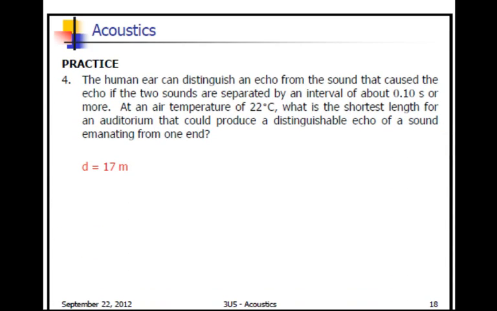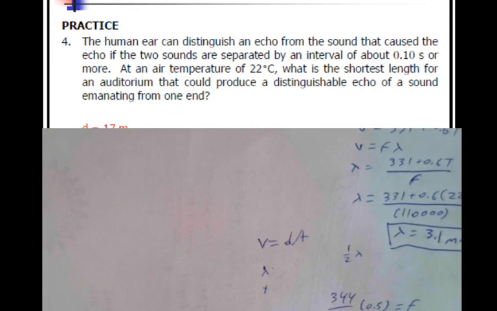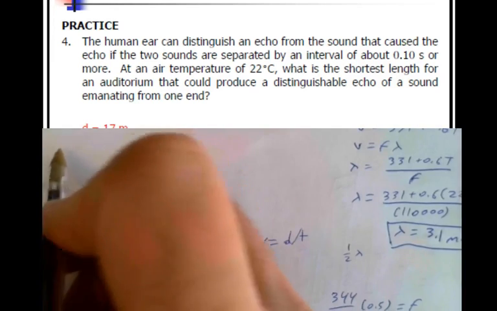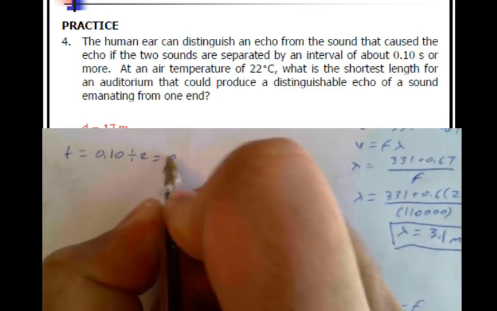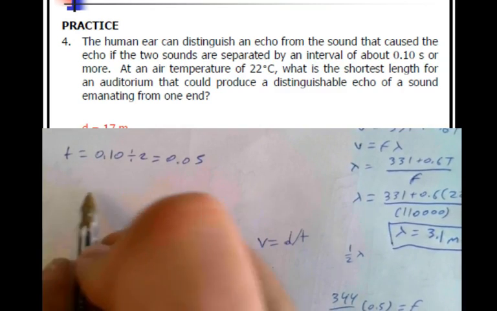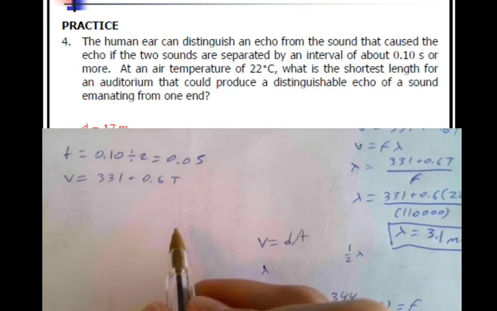Here's a mathematical question. It says the human ear can distinguish an echo from a sound if the sound is separated by an interval of about 0.1 seconds or more. At an air temperature of 22 degrees Celsius, what is the shortest length for an auditorium that could produce a distinguishable echo of sound emanating from one end? So for this question, let me move it up a little bit. We know that we're talking about an echo, so we're going to want to cut the time down from 0.10 to 0.05. We have the air temperature being calculated using this formula for the velocity of air.